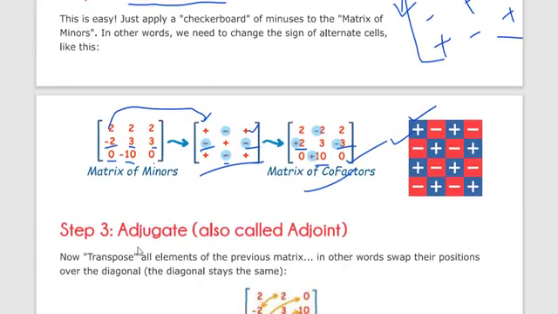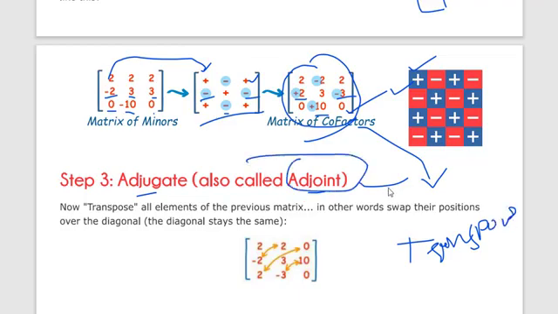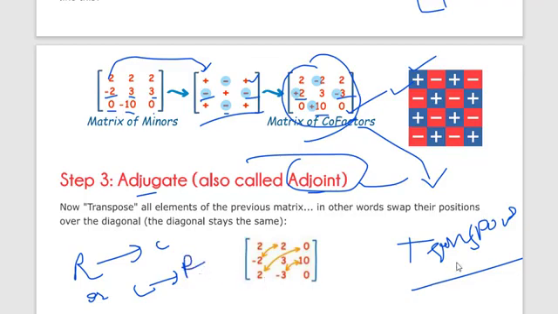Now step 3, adjugate or adjoint. How to find adjoint? This is also a simple step. This is the matrix of cofactor. We will transpose this matrix, and we will get our adjoint matrix. Okay, what is a transpose matrix? Simple. We will transform all the rows into columns, or you can say all the columns into rows. Simple, easy transpose of a matrix.